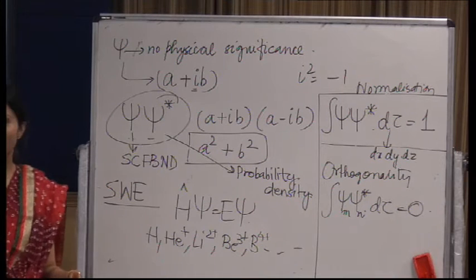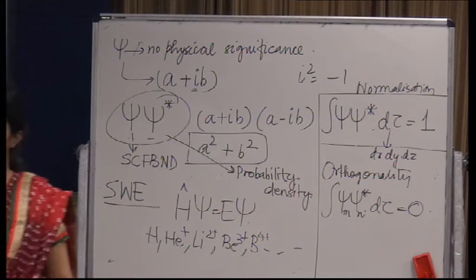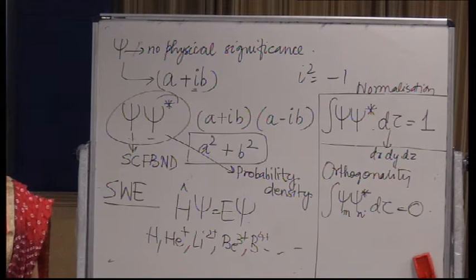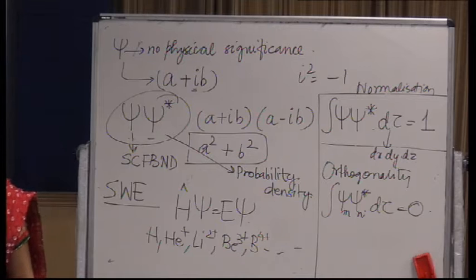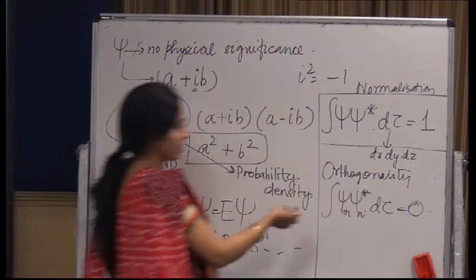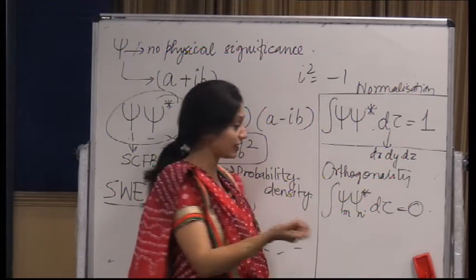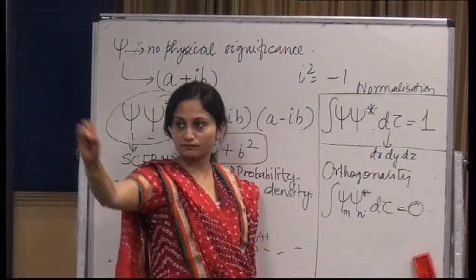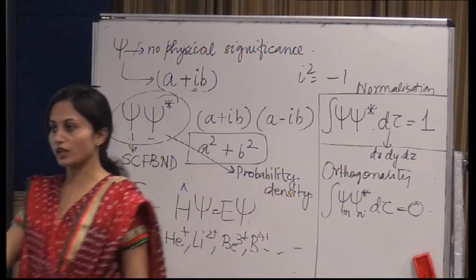I'll explain the meaning. What is the probability of each one of you being present here in the class and outside the class simultaneously? What is the probability? 0. Right here and right outside at the same time, it will be 0. Either you can be present here or you can be present outside. So similarly, orthogonality is, what is the probability of finding the electron in level m and level n at the same time? 0. So that's orthogonality.